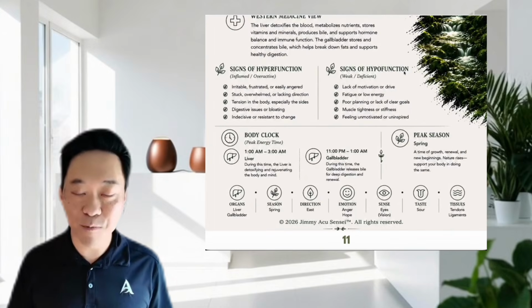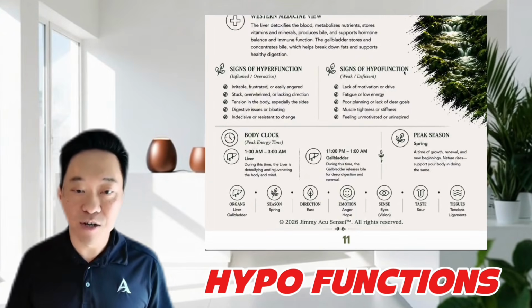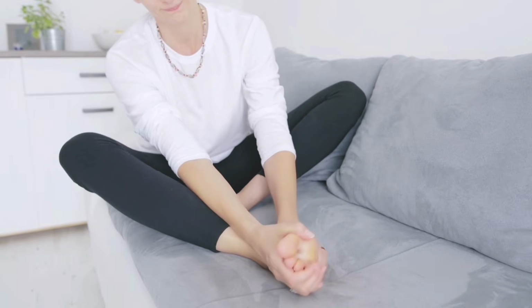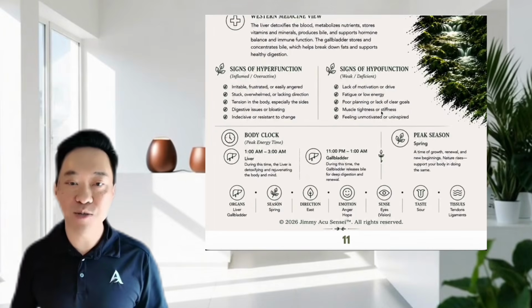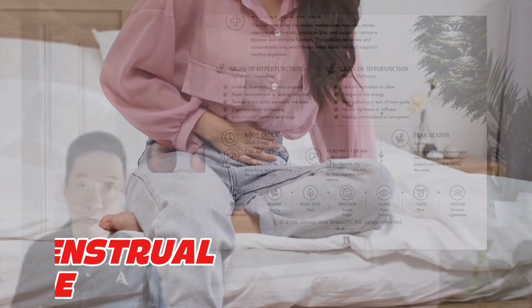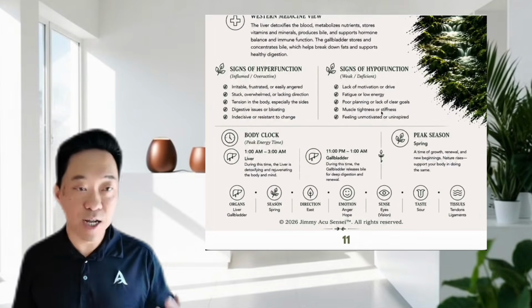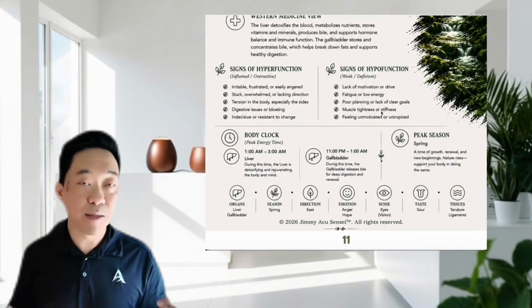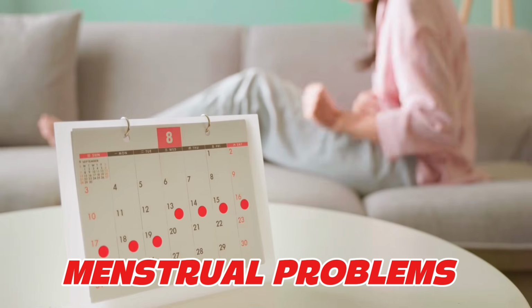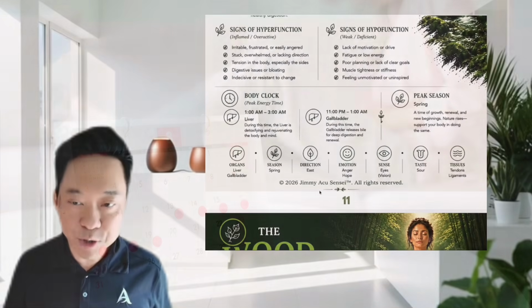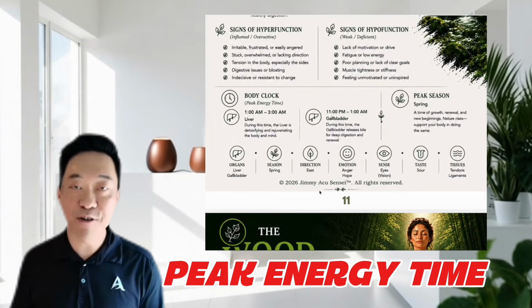What happens when your liver hypofunctions? You're going to have fatigue, low energy, muscle tightness and stiffness. I didn't list every single thing in this dashboard, but you can also have hormonal problems. Like I said, irregular menstrual cycle, right? If your wood element is inflamed and overactive or weak and deficient, both can cause menstrual problems for women, PCOS, infertility.